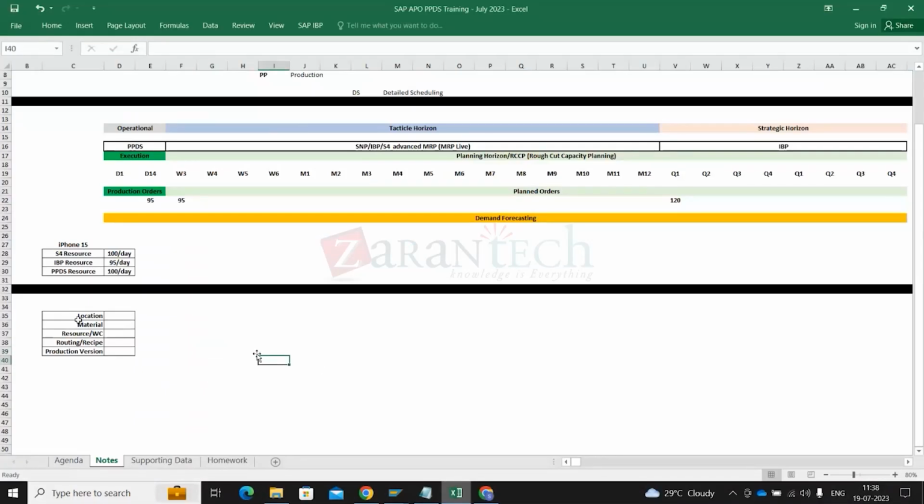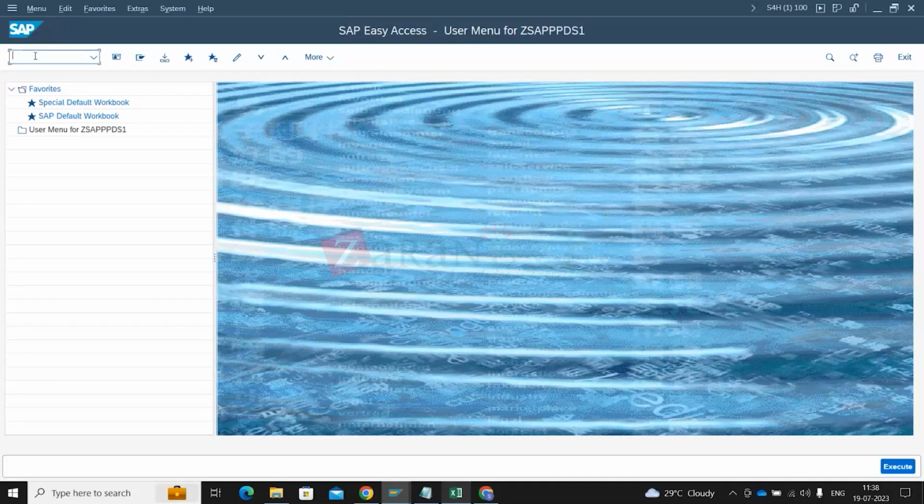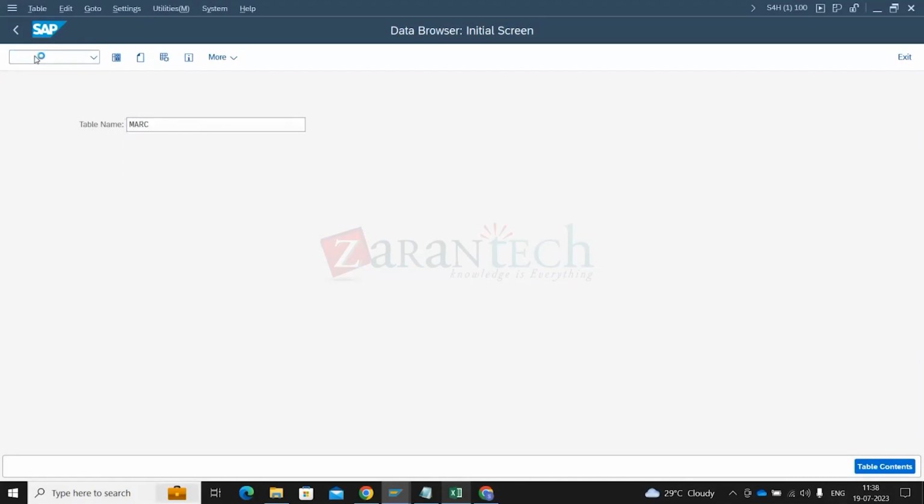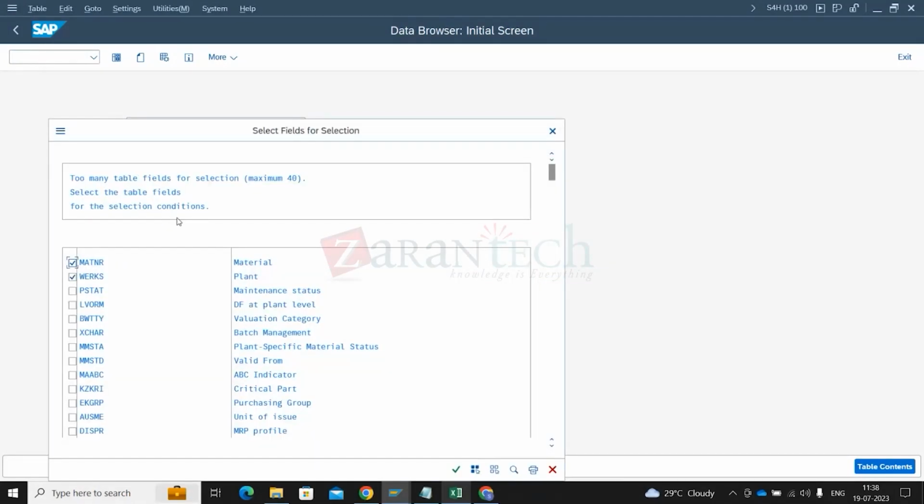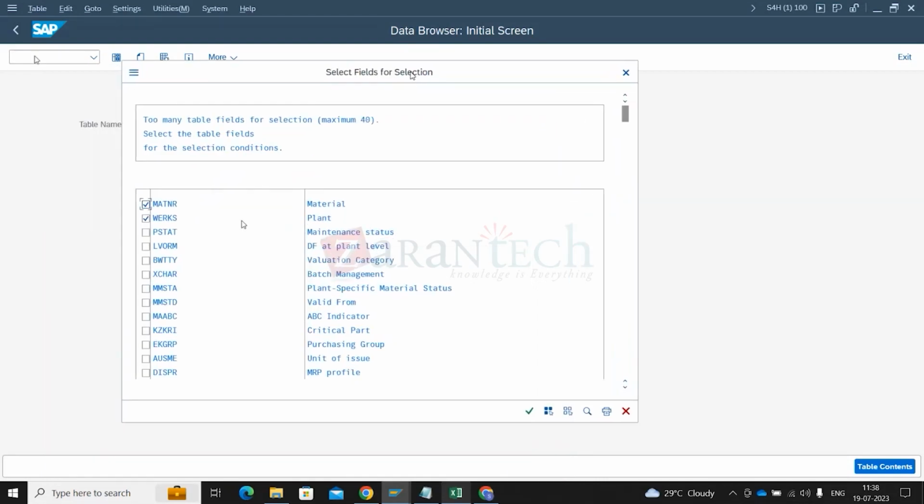Now what I am doing is I am going to identify some location, material and all those things, and then keep sending them to PPDS. First thing is to identify some material which is relevant for me, and then I will operate upon them. So first I would go to SE16 and the MARC table because I am a supply chain planning guy, so I don't know all the peculiarities of a material and so on. In the interest of time, I'm trying to select what is available already.